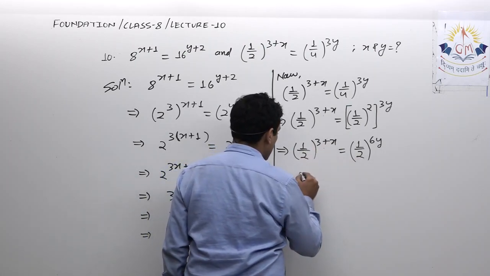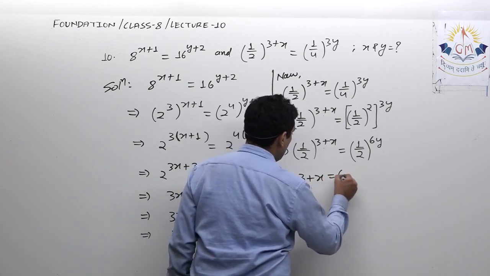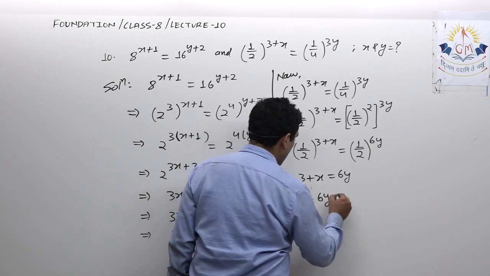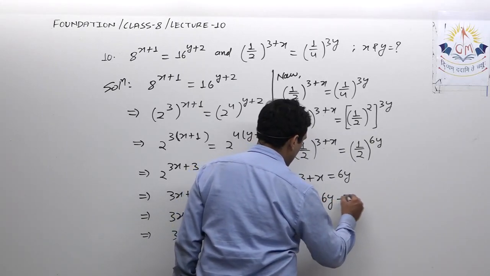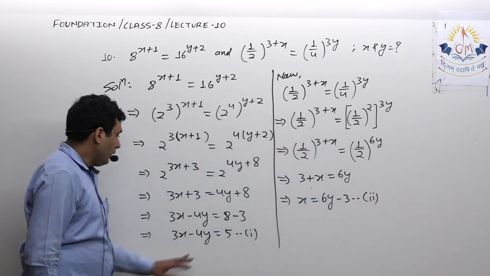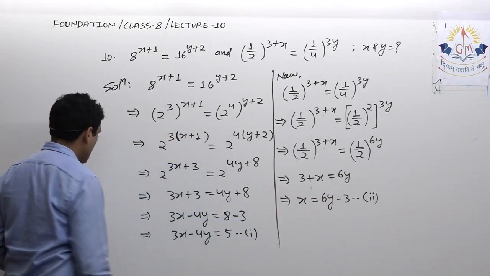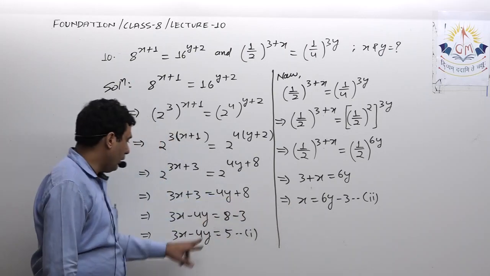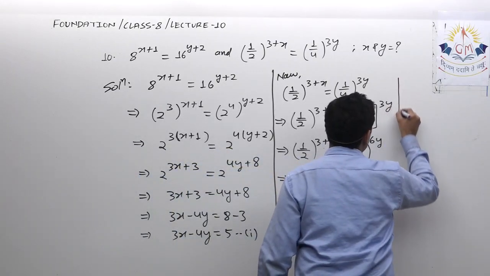So now the bases are the same, so I can say 3 plus x is equal to 6y, or I can say x is equal to 6y minus 3. Let it be equation number 2. Okay, so now we have two relations between x and y. Now what I have to do is put this value of x over here.